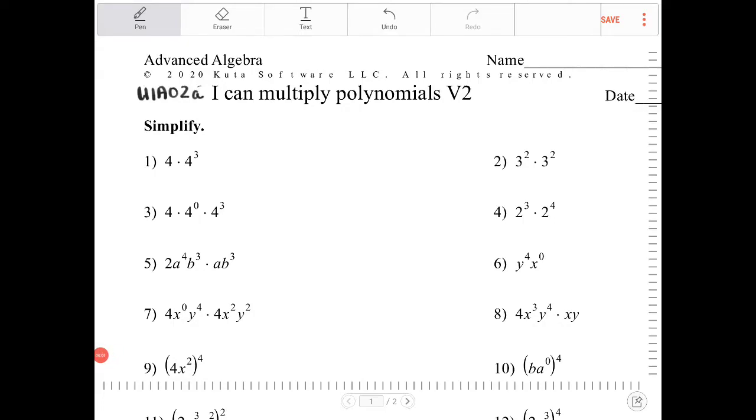In this video, I am going to go through exercise U1A02a, which is multiplying polynomials. So in the previous video, I defined what a polynomial was. So in this video, we are going to multiply polynomials.